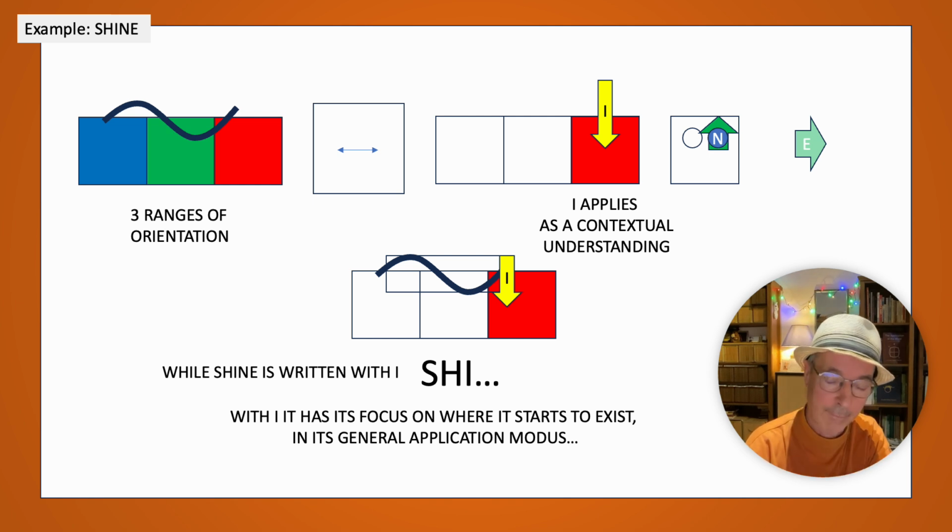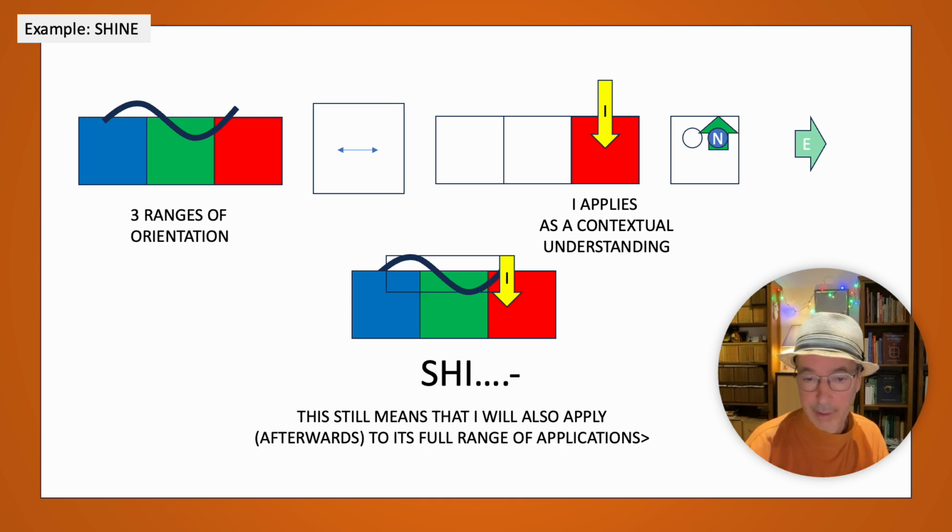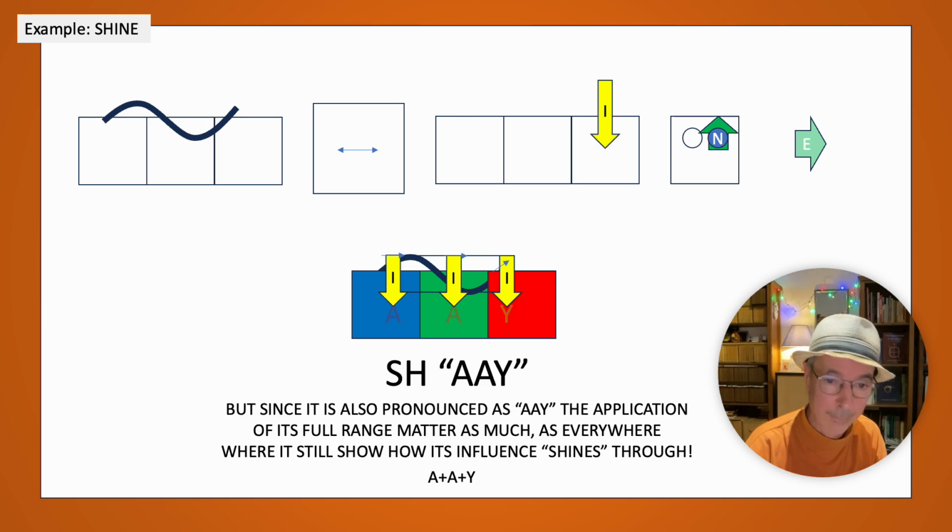So we have that focus as the main focus. We have that idea. We put it into our contextual frame, and that's the focus where it starts to exist. But of course, I will have to apply it to the other areas as well. So it also exists in the other areas, but I focus mainly on my contextual idea. But nevertheless, it is expressed not as I.